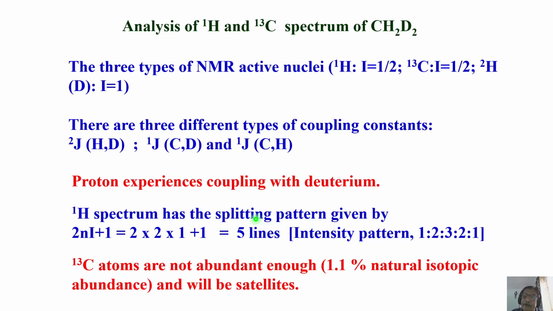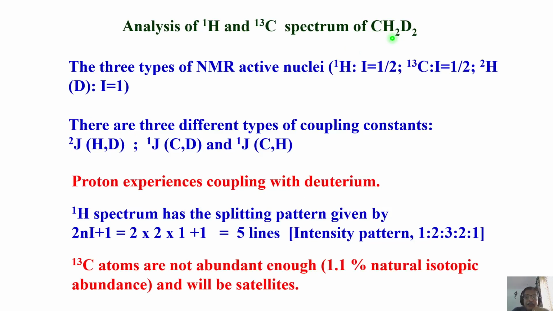But what is the intensity pattern? Of course, you can work it out very easily. Like there is a Pascal triangle which I gave for spin half nuclei, there is also a Pascal triangle for spin 1 nuclei, spin 3/2 nuclei, etc. Without going into that, I will tell you the intensity pattern of this proton split by the two equivalent deuteriums will be 1, 2, 3, 2, 1. Of course, carbon 13, as I said, 1%, will not split. That is the spectrum of proton coupled to deuterium.